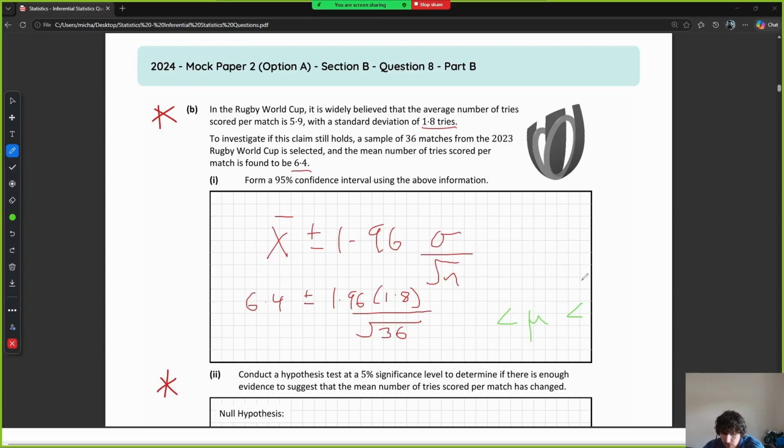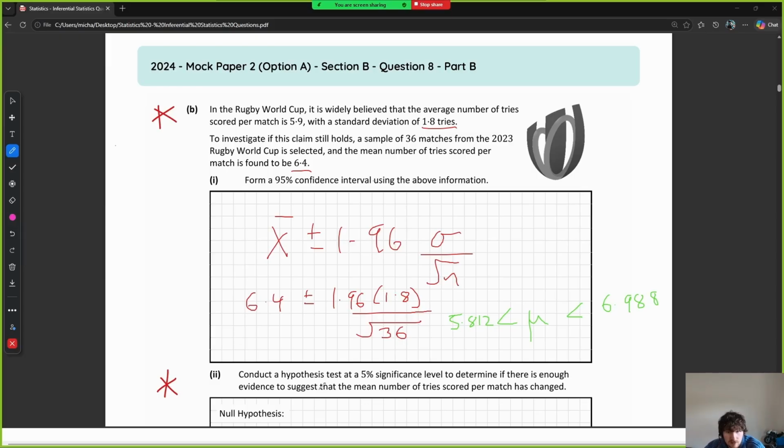When you use the plus version of this, you get 6.988. It doesn't say how many decimal places, but 3 looks good when you type it in, in terms of not rounding too much. Then the lower value is 5.812. So there's your 95% confidence interval.